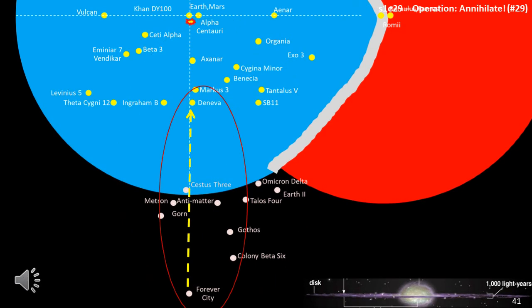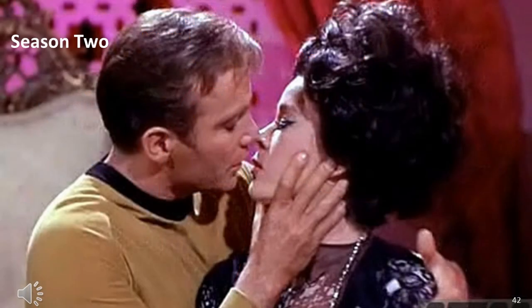In Operation Annihilate, the Enterprise travels to Denver, which must be well within Federation space in order to have the population that it does possess. This is another long journey. We now move on into Season 2.